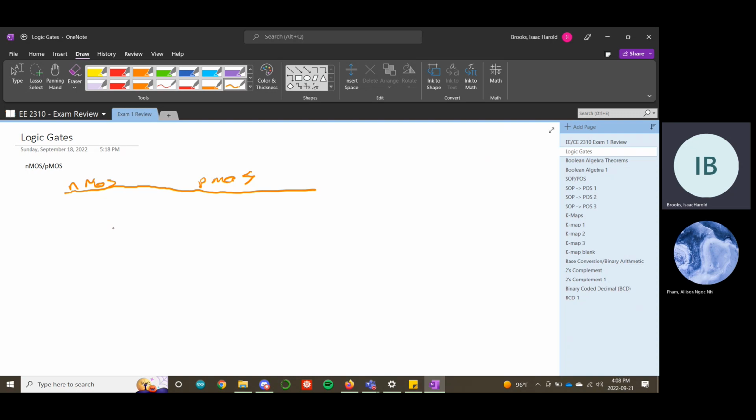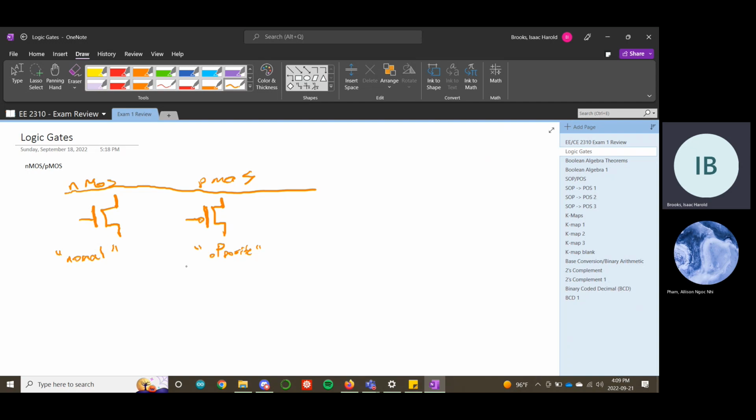So NMOS looks like this without the inversion bubble. And for this one, I always try to remember it as normal, like the N stands for normal. Whereas PMOS, of course, has the inversion bubble. And I like to think of that as opposite. But as long as you can remember that the N is normal and then the P is the other one, it's the other way, then that works. Okay? So, yeah, peculiar, I like that.